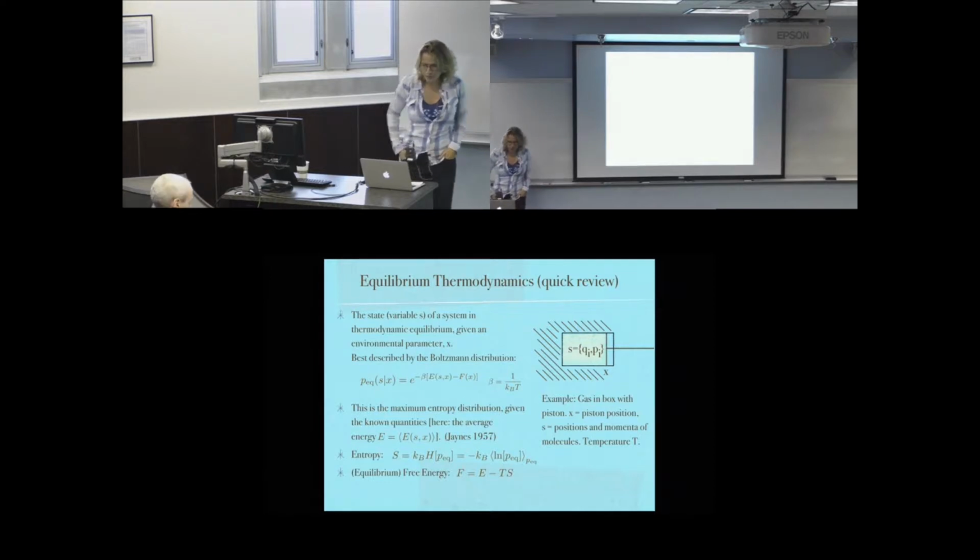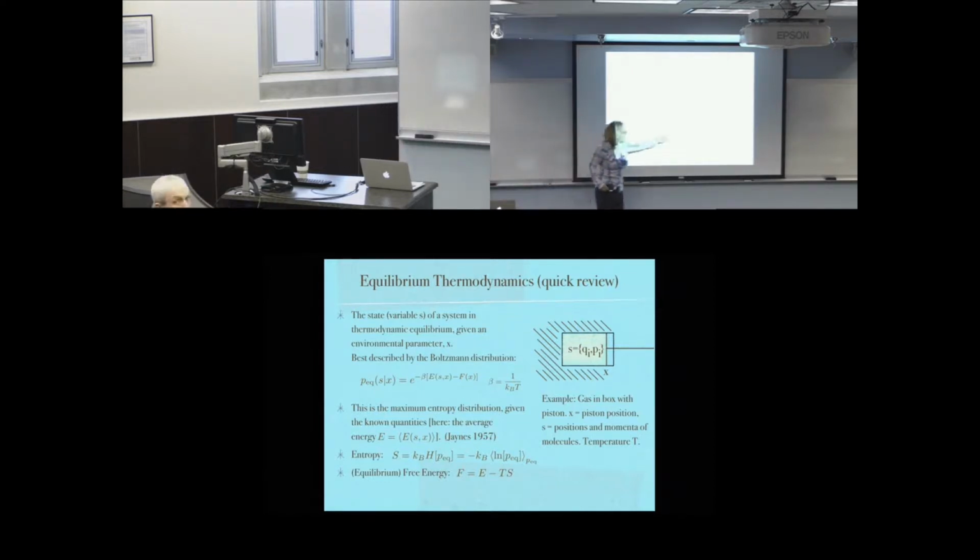So this relates to what John said yesterday, as James pointed out, and other people pointed out probably before, like Gibbs was probably aware of that. This is a maximum entropy distribution given the known quantities. So here, the known quantity is the average energy. And the entropy associated with this equilibrium distribution, this is also something that James pointed out, is just simply the Boltzmann constant times the information entropy, so the Shannon entropy of the equilibrium distribution. So you take that Boltzmann distribution, plug it into P log P, and then you get the thermodynamic entropy.